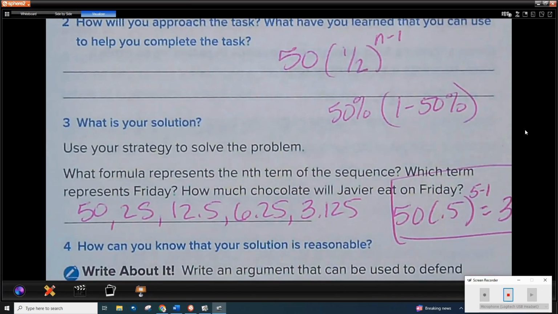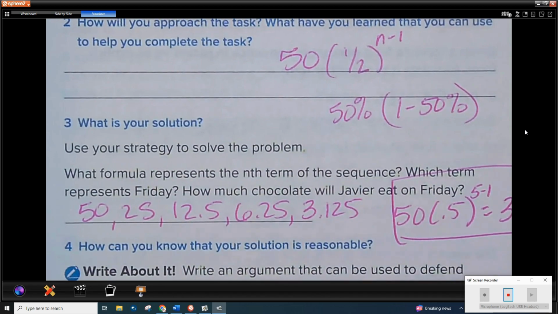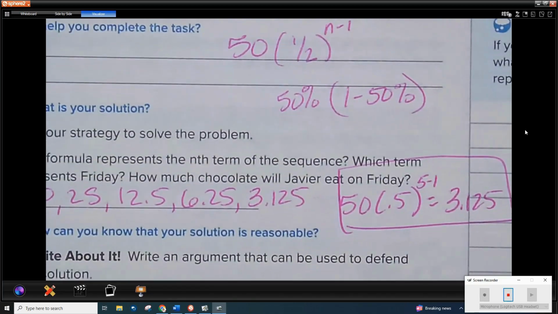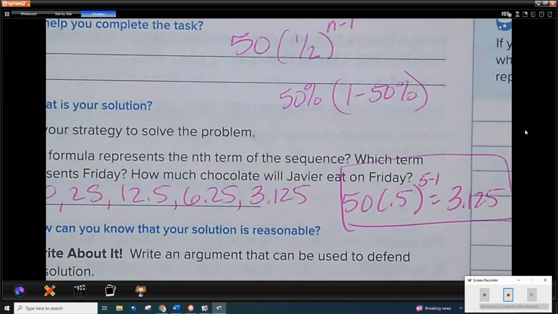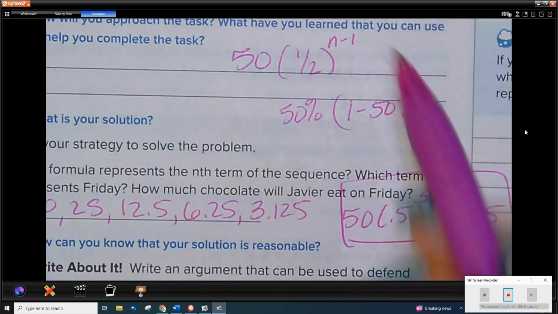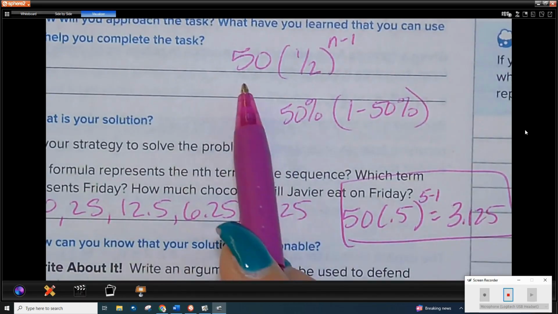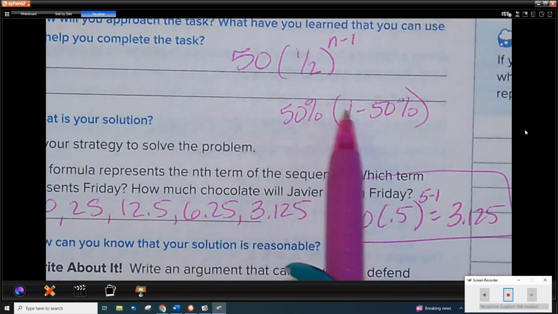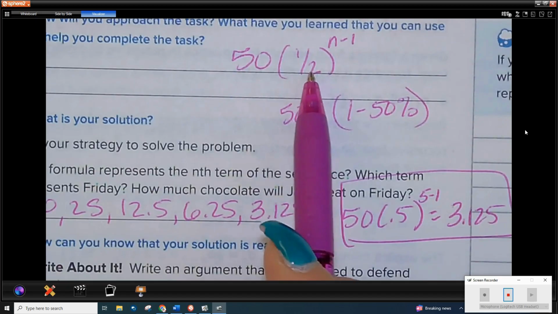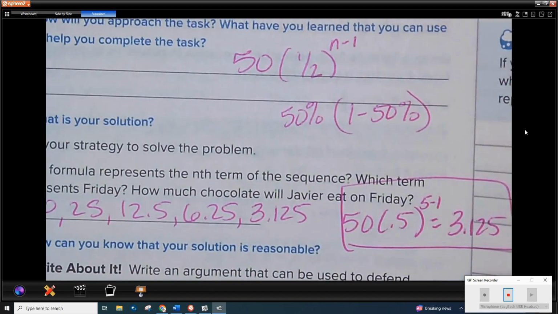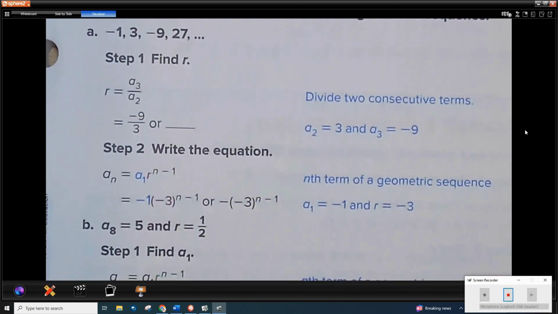That one's not too bad because it's just 5 days. But that's the equation for it. Remember it is n minus 1 in the exponent, but still we have our starting number, our rate, which is half, and it's decay, so that's less than 1, and n minus 1. All right, find the nth term.